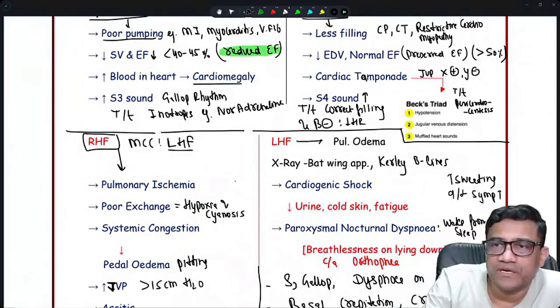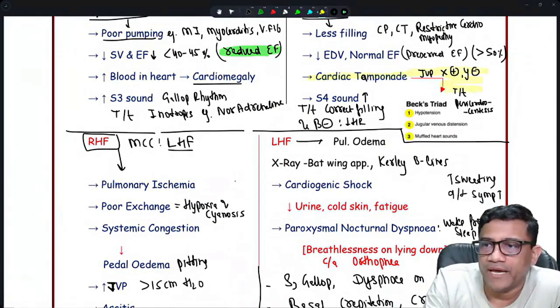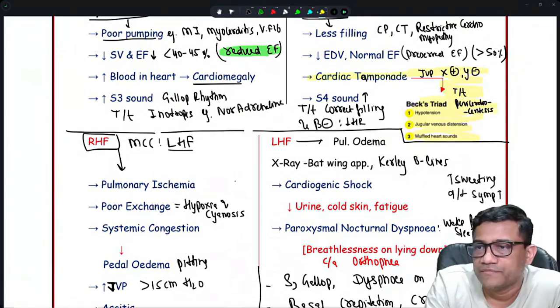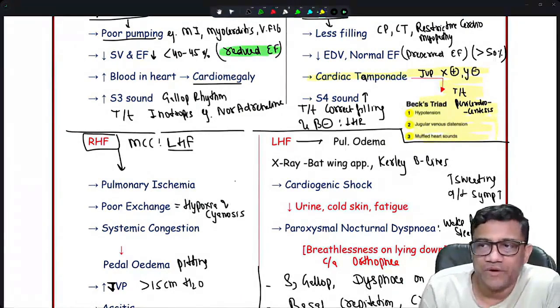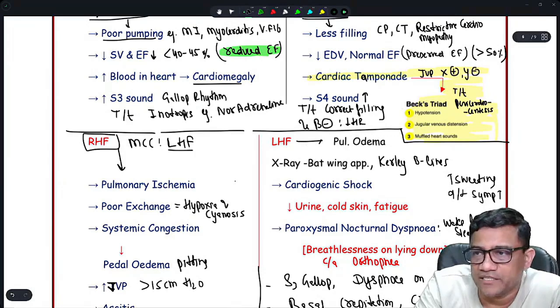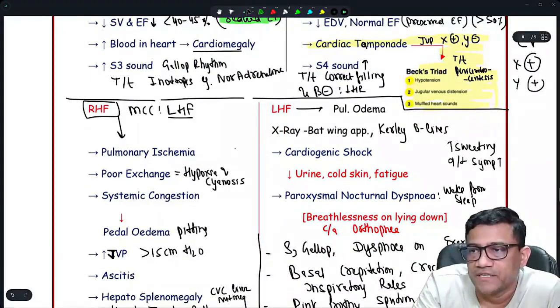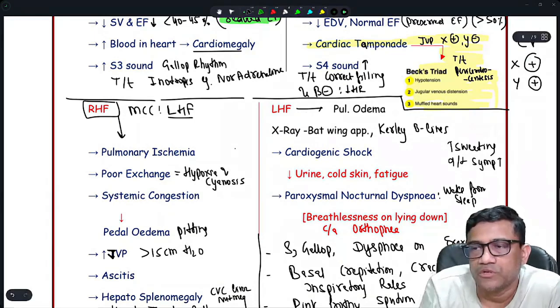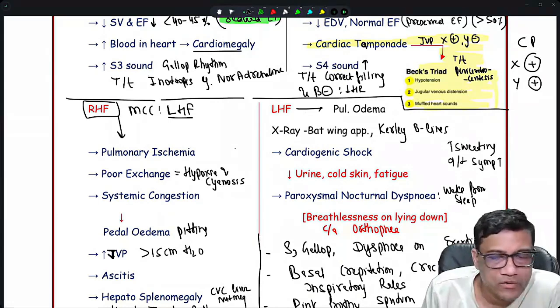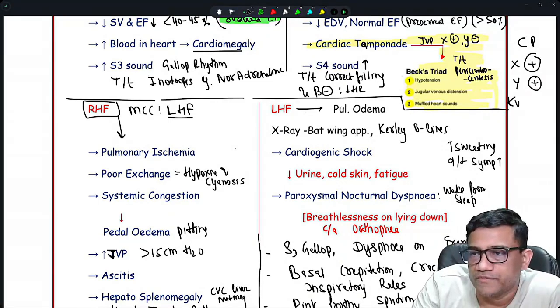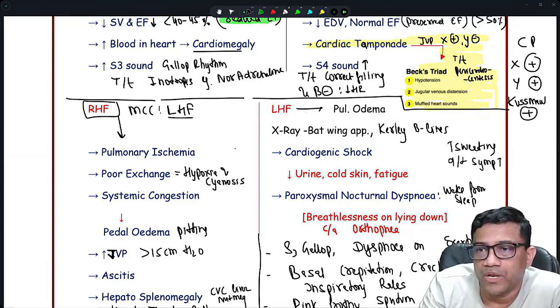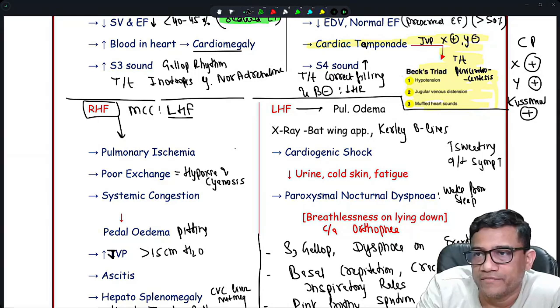Okay, I'll mark it in color because it is a separate topic. In tamponade, X and Y are positive, sorry, only X. Okay, and in constrictive pericarditis, CP, X is positive and Y is also positive. Both are positive, X and Y. And also Kussmaul is positive. In tamponade, Kussmaul is negative.